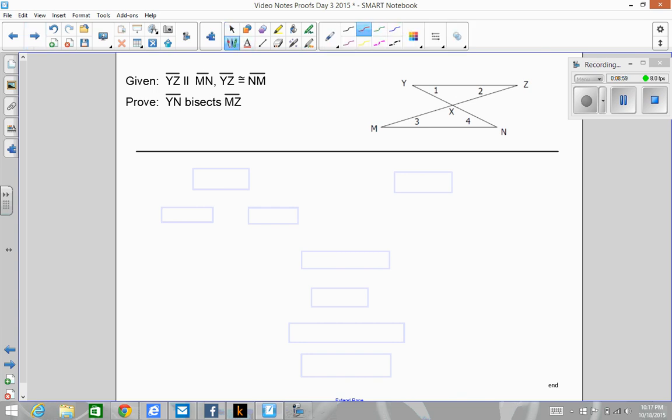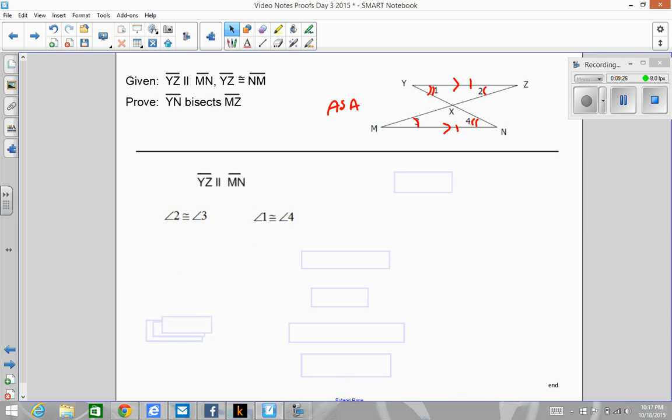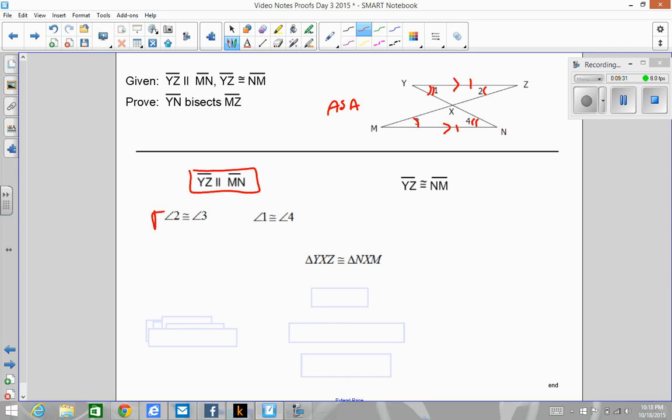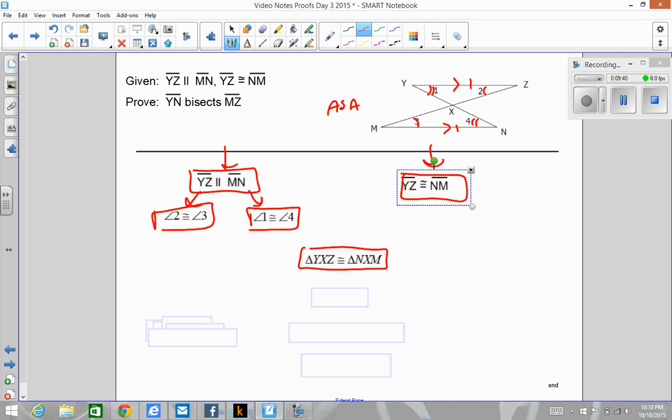All right, so if we look at this diagram, YZ is parallel to MN. We got YZ that's congruent to NM. Remember, if I have parallel lines, I've got some congruent angles, so that means angle 3 and angle 2 are going to be congruent, and angle 1 and angle 4 are going to be congruent. And so it looks like my triangles are congruent by angle, side, angle. So I'm going to take care of that part. Here is that part of the proof. So you shouldn't have too much issue doing this. You've done a few proofs by now with this.